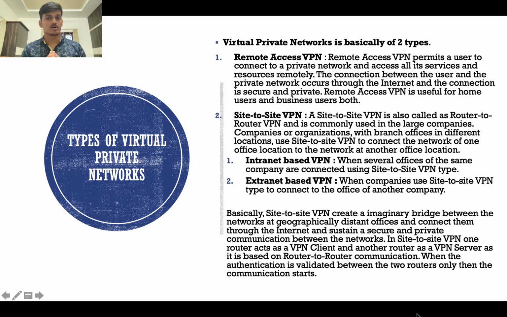The site to site VPN is further divided into two more categories: intranet based VPN and extranet based VPN. When several offices of the same company are connected using a site to site VPN, it's called an intranet based VPN. But when companies use site to site VPN to connect to the office of another company, it's called an extranet based VPN. Basically, site to site VPN creates an imaginary bridge between the networks at geographically distant offices and connects them through the internet, sustaining secure and private communication between the networks.